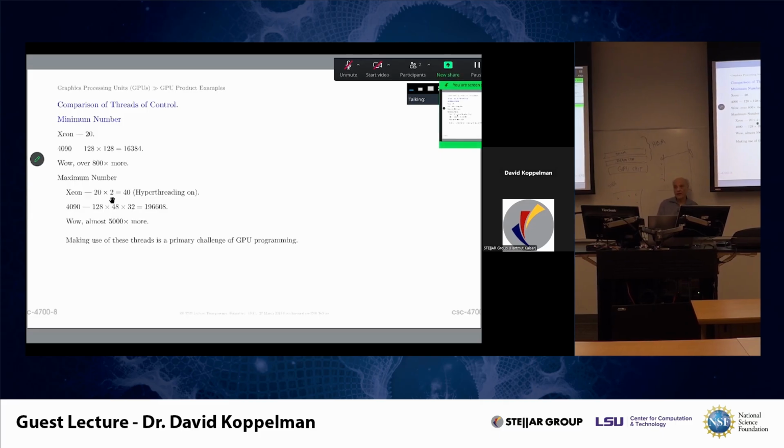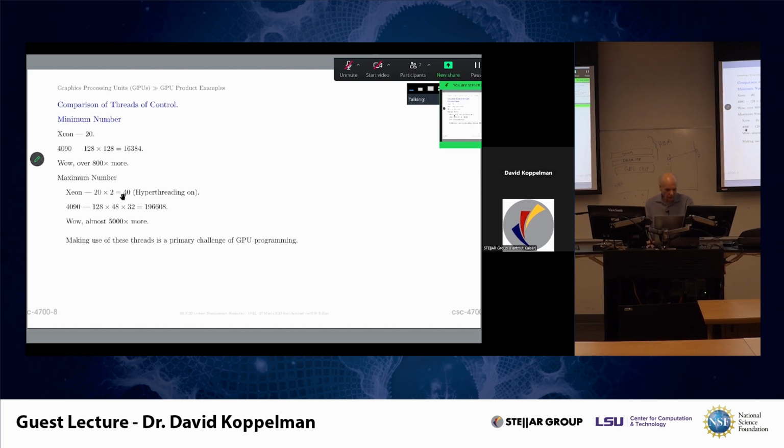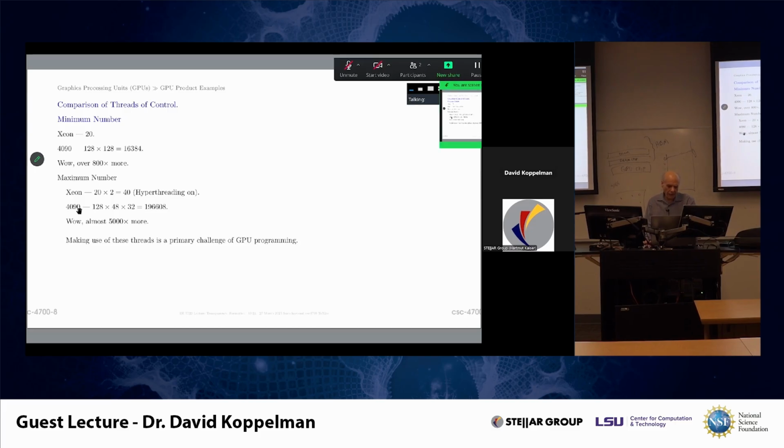Of course, they're different threads. They have different register sets. But they're side by side. Okay? So that's how it works in hyperthreading. So the maximum number is 40, just twice as much. What about for the GPU?